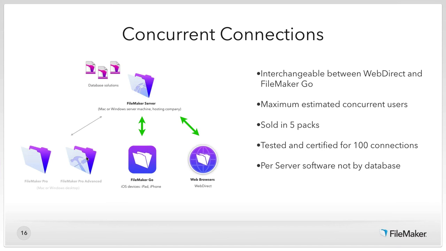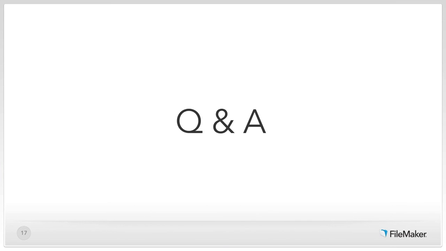The other thing to point out is that yes, one of the limits is that the server for WebDirect is tested and certified to 100 concurrent connections. So 100 sounds quite small, but when you think about it, that's actually at one time, and there's not many business processes that over 100 people are doing something at the same time. But that's something to definitely keep in mind. So I hope that helped.